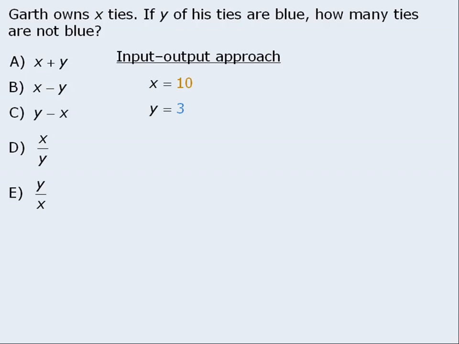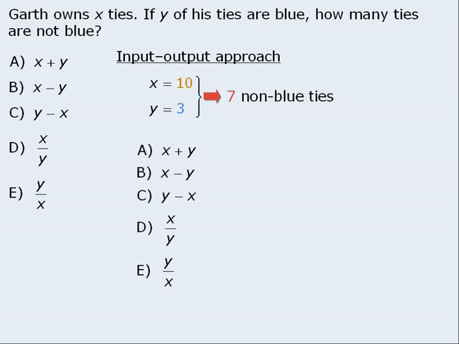Now that we have values for X and Y, we can use them to determine how many non-blue ties Garth owns. So if Garth owns 10 ties altogether, and 3 of them are blue, then Garth must own 7 non-blue ties. Now, since the correct answer choice must represent the number of non-blue ties based on any values of X and Y, we are now looking for an expression such that when X equals 10 and Y equals 3, the output is 7 non-blue ties. At this point, all we need to do is check the answer choices and see which one yields an output of 7 non-blue ties when X equals 10 and Y equals 3.